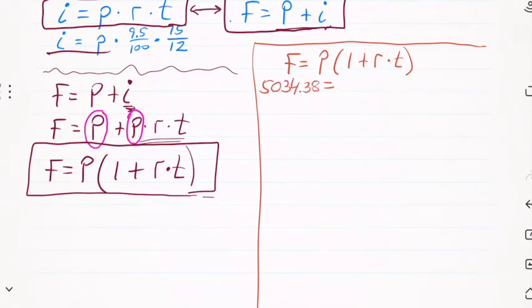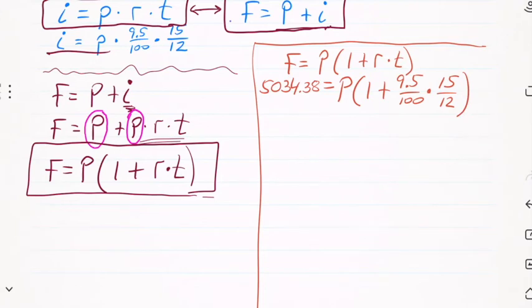Do I know P? And the answer we already know is no, so I'm going to leave it alone. Parentheses 1 plus, I know R is 9.5 over 100, or you can write it as 0.095. You have to be careful. I've seen people write it as 0.95, and that's why I like putting it over 100 instead. And we know the time is the 15 months out of a year.